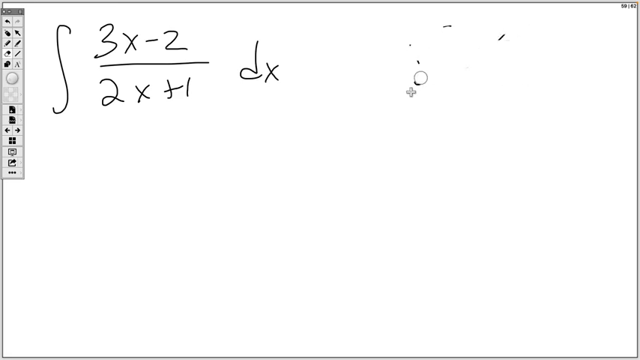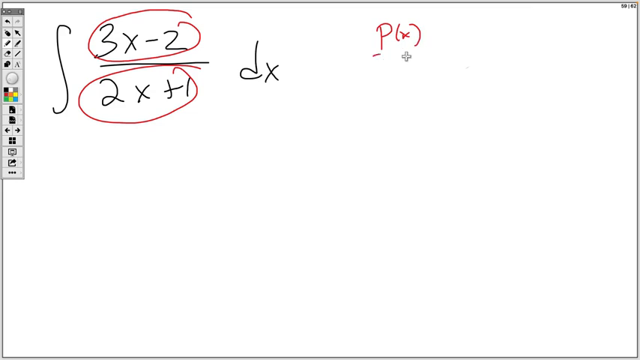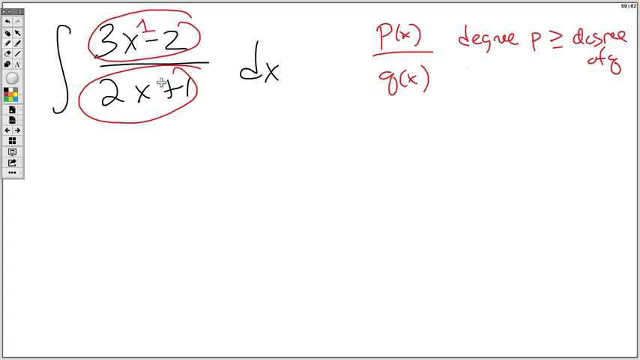So, if we think back to college algebra, or actually beginning algebra, we know that if we look at what we've got going on here, we've got a polynomial p of x divided by a polynomial q of x. And the degree of p is bigger than or equal to the degree of q. Degree meaning the highest power of x. So if I look in the numerator, I've got an x to the first power. That's the highest power upstairs. The highest power downstairs is also what? X to the first. And when that happens, that means that you can do long division.